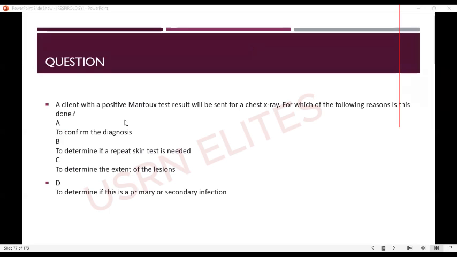Sorry. A patient with a positive Mantoux test, meaning that there's exposure. And then I said, you don't depend on the Mantoux test. You don't depend on exposure alone. You need sputum and X-rays to confirm. And now the patient is being sent for a chest X-ray. For which of the following reasons is this done?